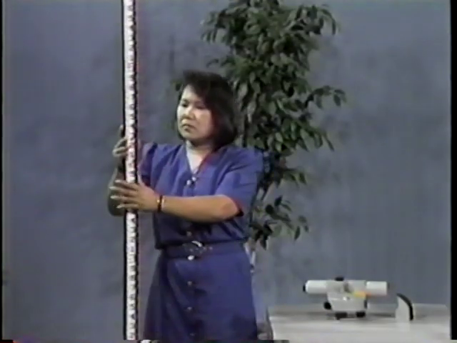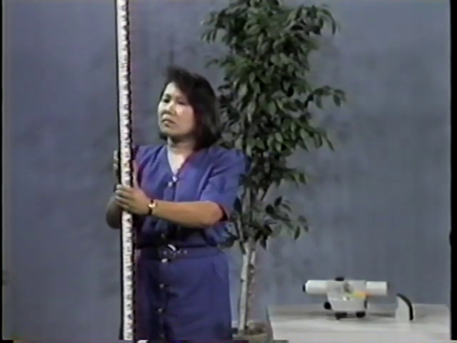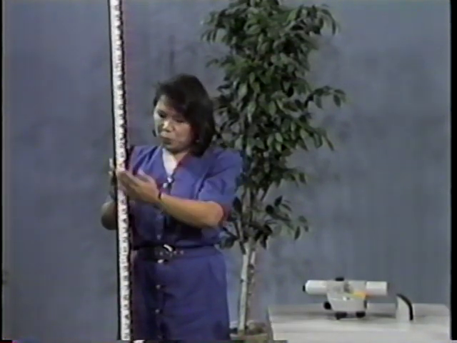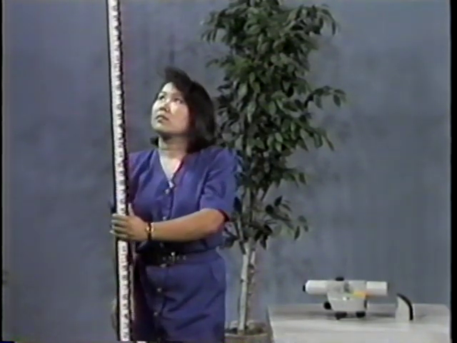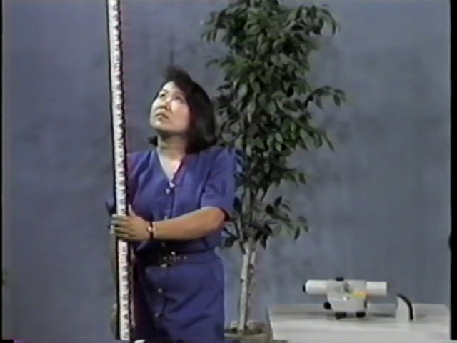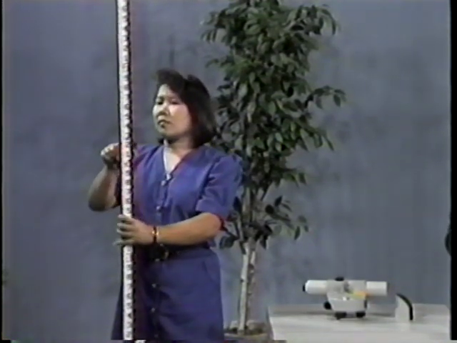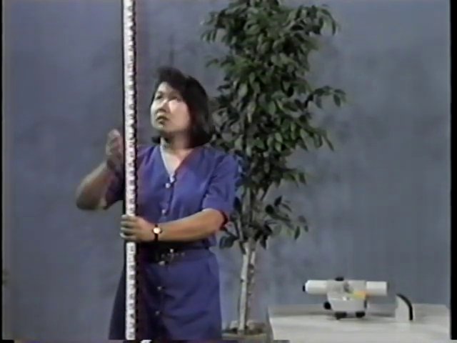The Philly rod is a two-piece wooden rod with graduation marks in feet, tenths, and hundredths. Unextended, it can be read to a height of 7 feet. For heights greater than 7 feet, the additional section can be raised and clamped in place.